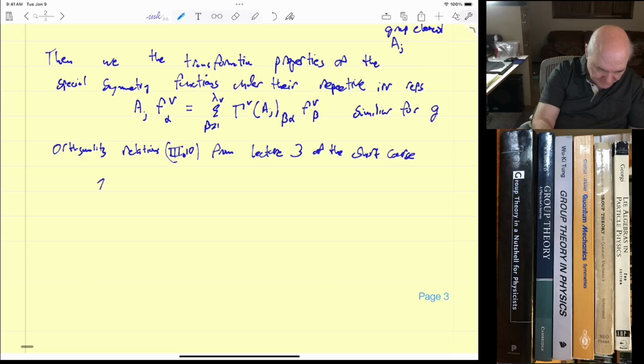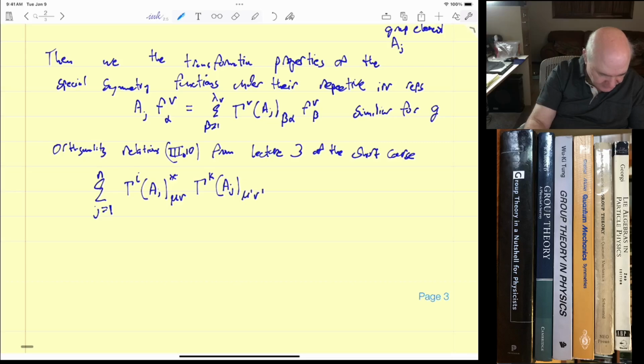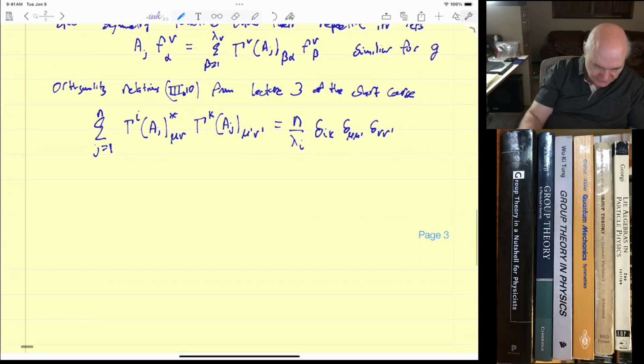And this is the sum from j equal 1 to n. Remember, n is the order of our symmetry group. Gamma I, aj, star, complex conjugate, mu nu, gamma k, aj mu prime nu prime is equal to n over lambda I delta I k delta mu mu prime delta nu nu prime. So we use these three equations.